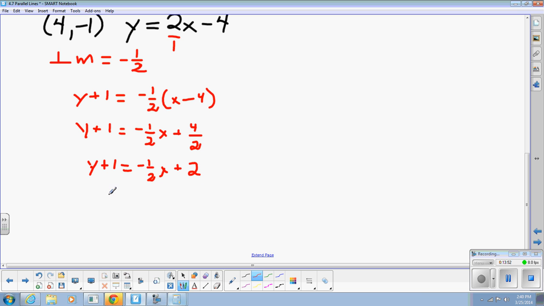Let's get this one out of here. So we're going to go -1, -1, and I got y equals -1/2 x. And 2 minus 1, of course, is still 1 these days. So there's my final answer. Y equals -1/2 x minus 1.